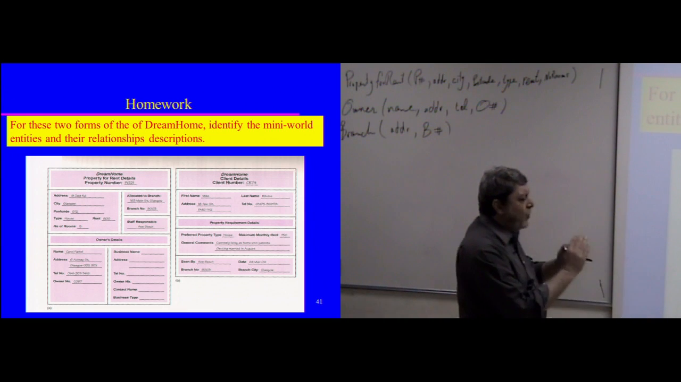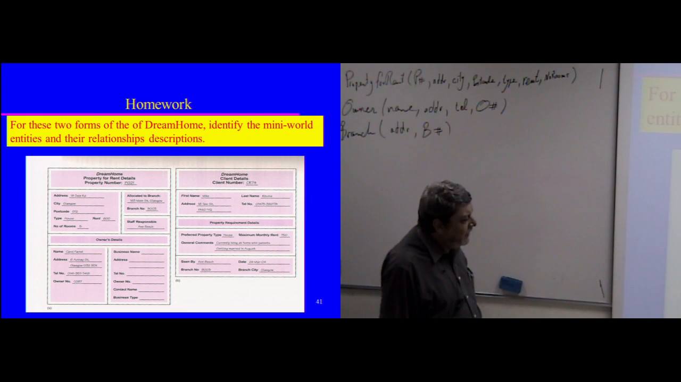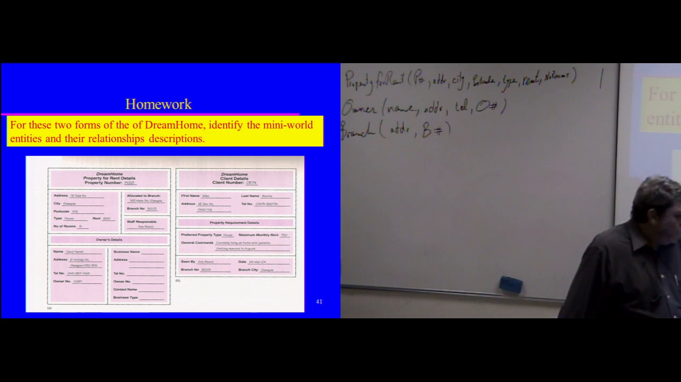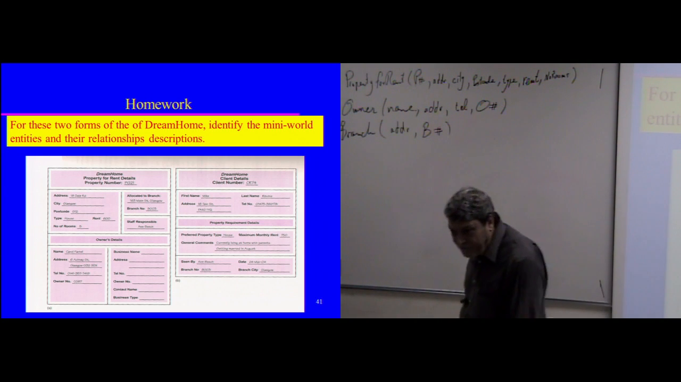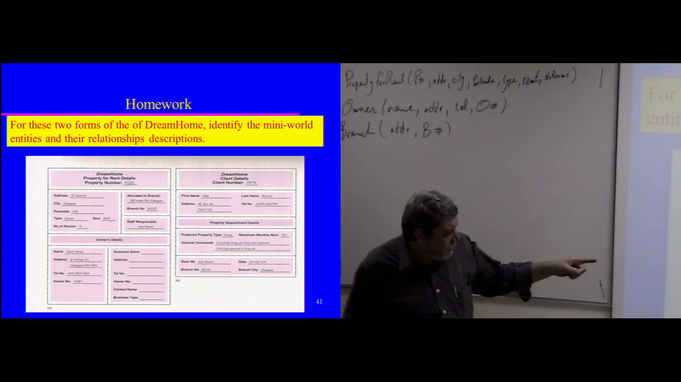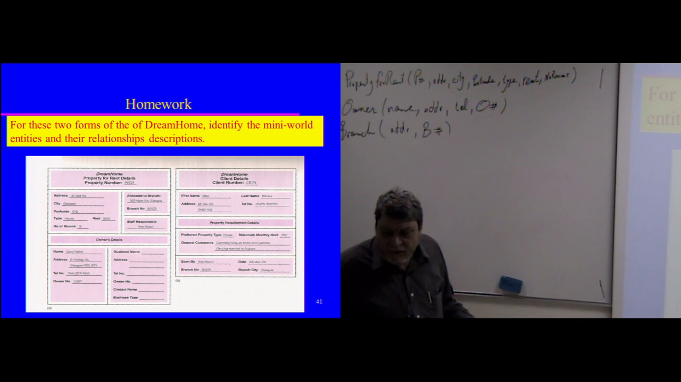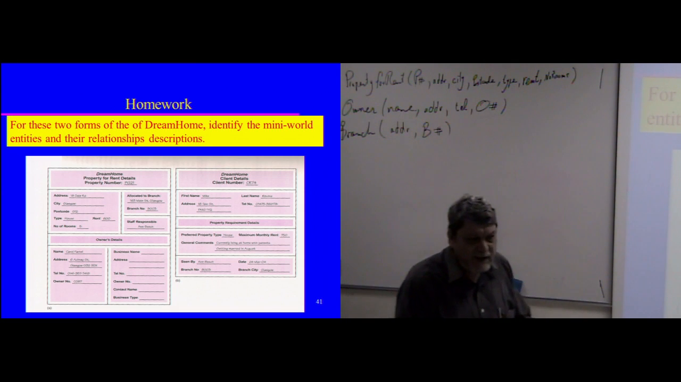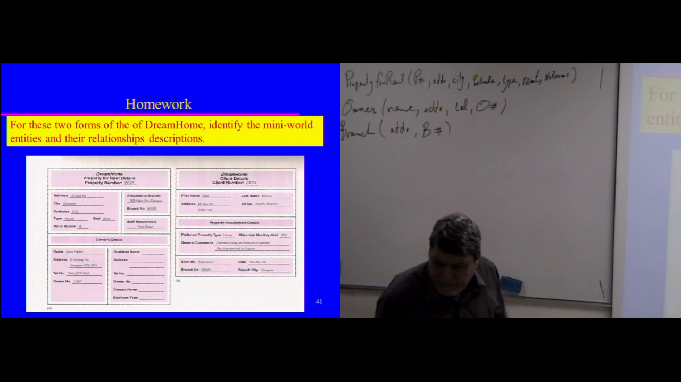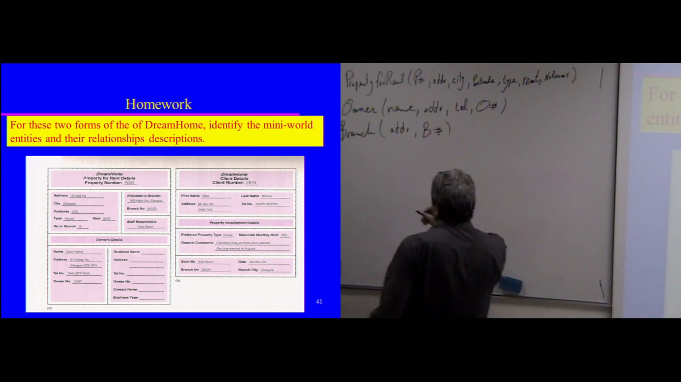What else in this form have we still not included in our description here? We have staff. Yes, there is something about staff. So I assume that this company, Dream Home, has staff, and wants to store data about staff, employees. So we have staff.